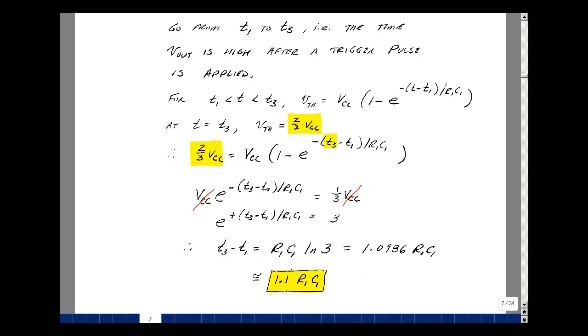I'm going to take the reciprocal of both sides of the equation to get rid of this minus sign. So I get a plus, and then the 1/3 becomes 3. Take the natural log of both sides of the equation. What we get then is just the argument here, and cross multiply by R1C1. So T3 minus T1 is equal to R1C1 times the natural log of 3. Natural log of 3 is 1.0986. Mostly we'll just approximate that as 1.1 R1C1. And so this is the 555 timer in one application called a monostable.